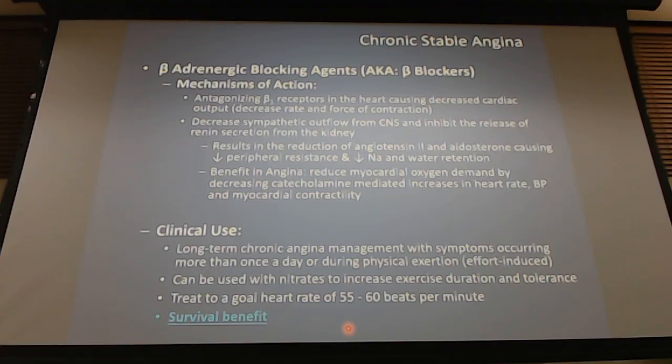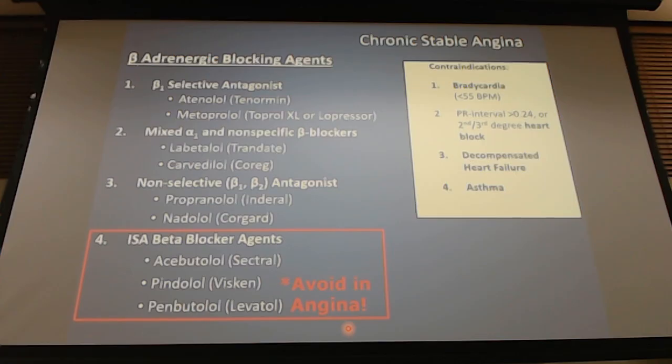And then remember that it has that survival benefit, which is why we are going to prefer this over one of our calcium channel blockers, okay? So it's one of our first line meds that we're going to use because of that decrease in the demand. We talked about the different agents in our different classes: our beta 1, our mixed, and then our non-selective. And looking at this, you see that when we look at our ISA, we're saying, hey, I don't want to use this in my angina. The reason is because it can worsen the bronchoconstriction that these patients are already experiencing. So that's why we will try to avoid this drug class.